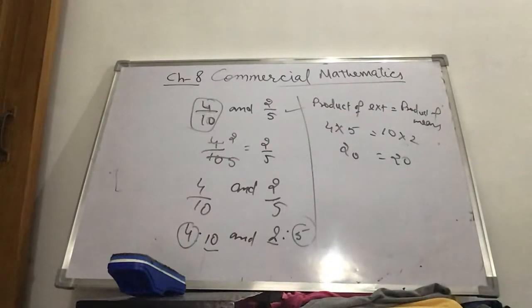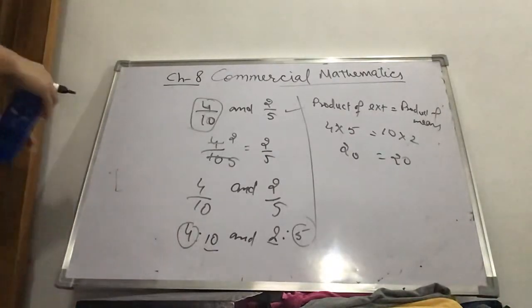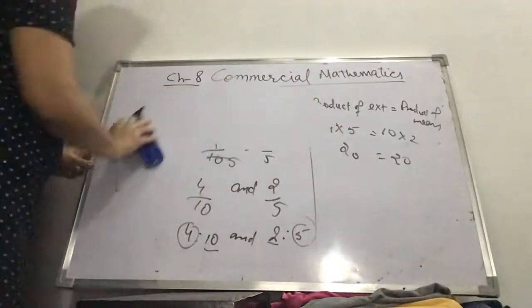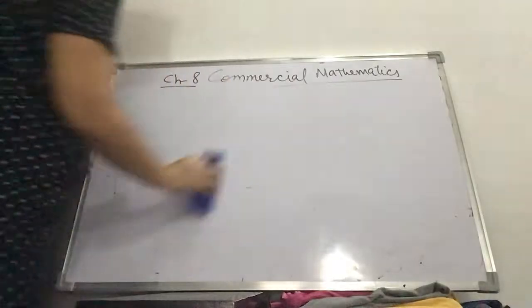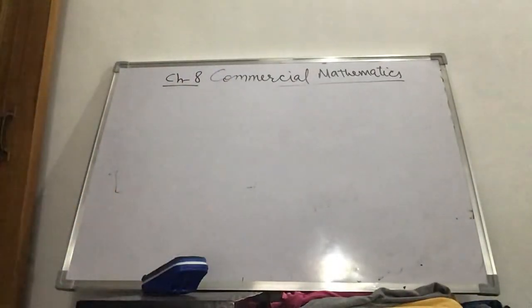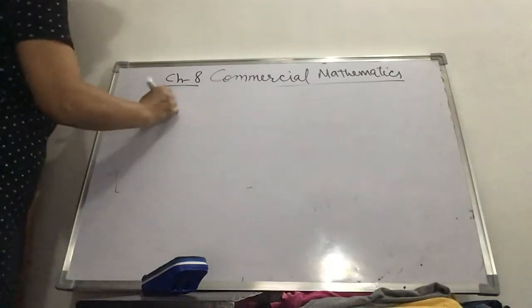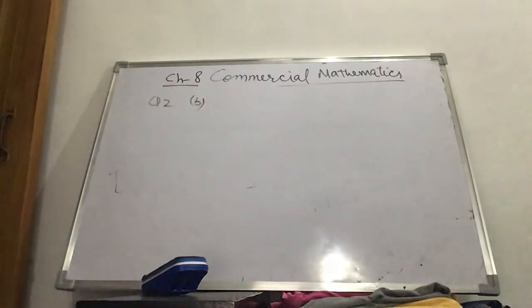Second question, find the value of x for which the following ratios are in proportion. We are given that the following ratios are in proportion. We have to find out the value of x. If the ratios are in proportion, that means product of means is equal to product of extremes. Question number 2, B part I am doing.